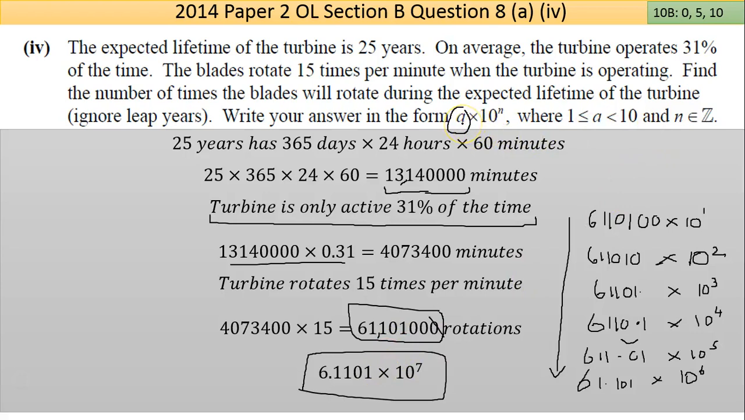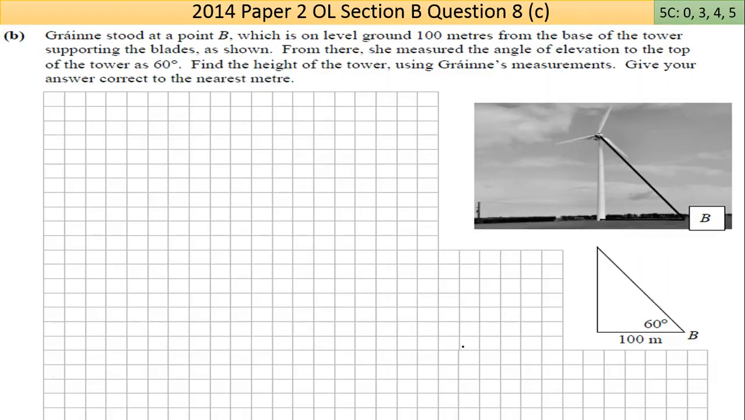That your first number is between 1 and 10, multiplying it by 10 to the power of something, okay, to maintain the consistency. That's just saying A is bigger than or equal to 1, but less than 10. Okay, so the biggest number could be 9, whatever. And that your N must be a natural number. It's a positive power. Okay. Right, that's part A.